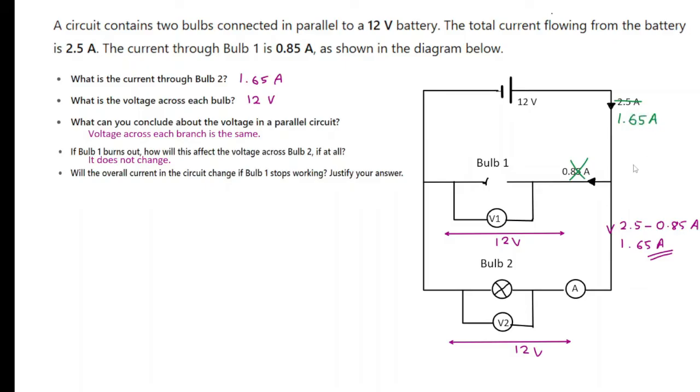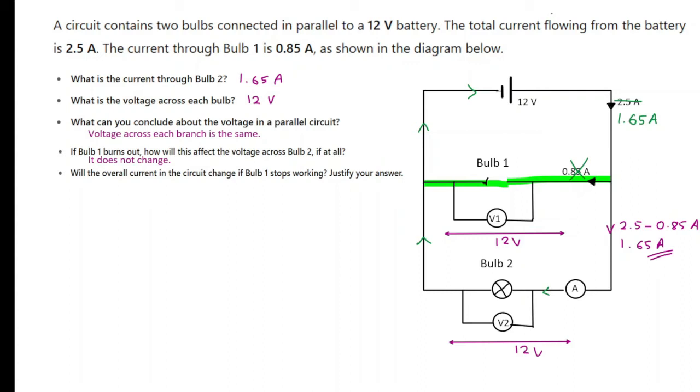So what happens is, it goes through this one, 1.65, goes through this, goes through this, goes through that, and goes through this. So the bit I'm highlighting here, all of that, there will be no current through it. Now previously, the circuit drew 0.85 amps on top of 1.65 because that was needed for bulb 1. Now bulb 1 does not exist anymore, or it's broken. So, will the overall current in the circuit change if bulb 1 stops working? Yes. What will happen is the overall current will be 1.65 amps.